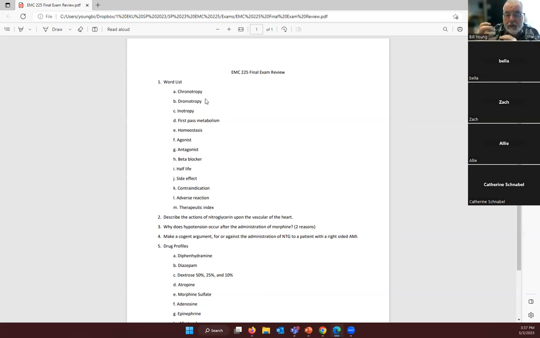So many times we will give a loading dose of medicine that is still not going to be toxic, but it will raise that level up so that as it goes through the liver, it brings it down and it will be right in that nice therapeutic index for our patient.